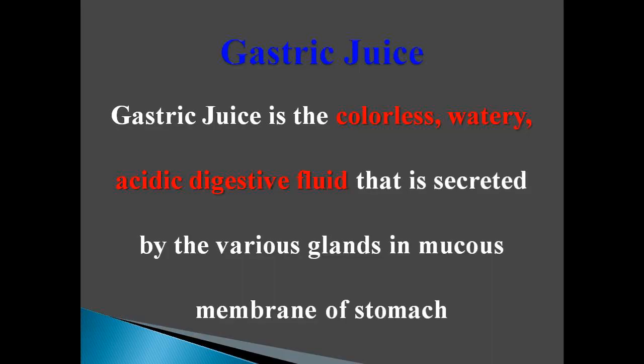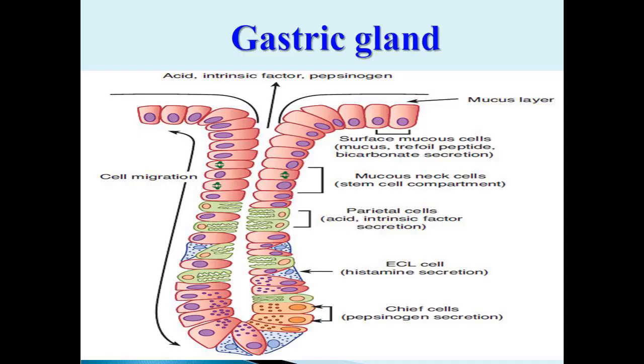Now come to the second digestive juice, that is gastric juice. Gastric juice is the colorless, watery, acidic digestive fluid that is secreted by the various glands in the mucous membrane of the stomach. Here is the gastric gland that is present in the gastric mucosa of the stomach.